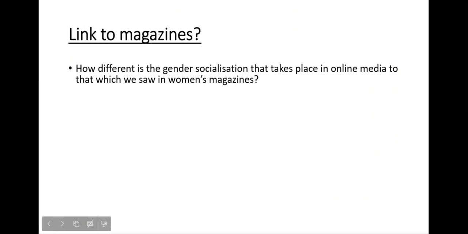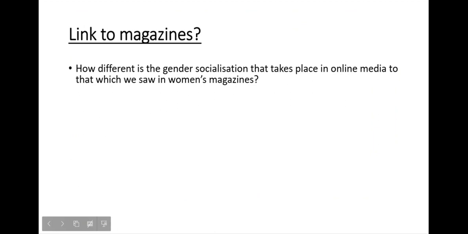And if you think about the work we did on magazines, I think, as I said at the start of this lesson, we can carry a lot of the ideas that we discussed when we did magazines over to online media. Because don't forget that women's magazines in the 1960s, which is the era that we looked at, were completely ubiquitous. Everyone was reading them, very much in the same way that nowadays everyone is influenced by online media.